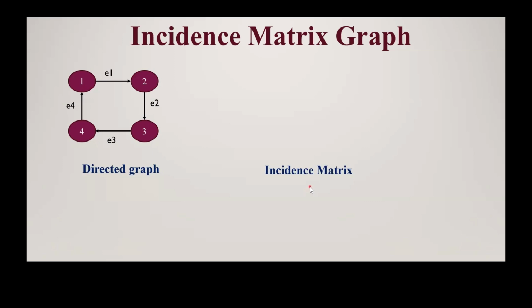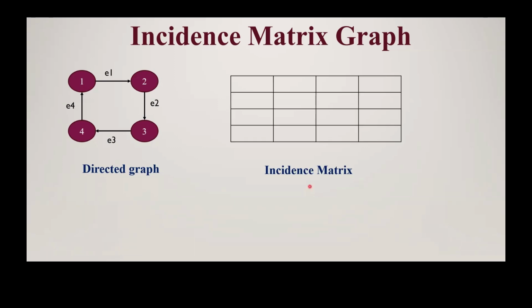So we create the adjacency matrix, 4 cross 4. Here the column is represented by the edges, and the row is represented by the number of vertices or number of nodes. So here the first value is node 1, E1. What is the value? The value is 1, because it is an outgoing edge. If it is an incoming edge, then we have to represent the value as -1.